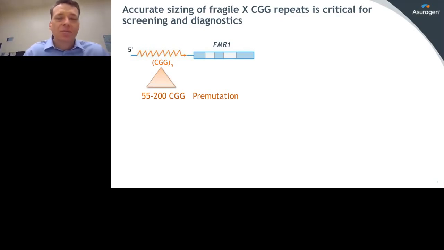Fragile X is caused by a CGG repeat expansion in the 5' UTR, and more modest repeat expansions are known as premutations, and those have 55 to 200 repeats. They're relatively common in the population. About 1 in 200 women and about 1 in 400 men are premutation carriers. Because of this incidence, Fragile X sits aside SMA and cystic fibrosis and a handful of others as a common target for carrier screening.